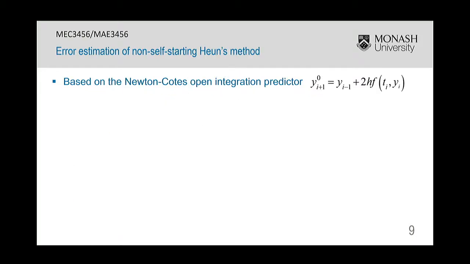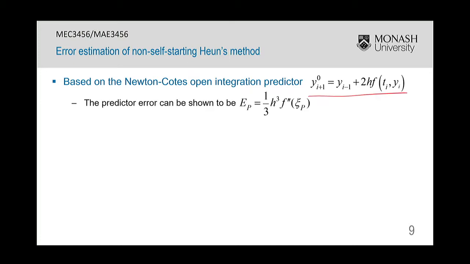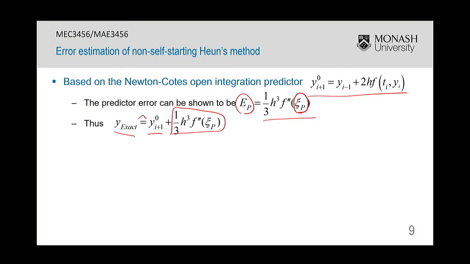Based on the Newton-Cotes open integration formula predictor, which is given by that step there, we can show that the predictor error is equal to this, 1/3 h cubed f double dashed evaluated at some point psi_p. Again, we don't know where psi_p is in the interval and we don't really care. But the predictor error is equal to this. Therefore, we can write the exact solution is equal to our predictor estimate plus the error term. Okay, this is approximate because there will be higher order terms here.